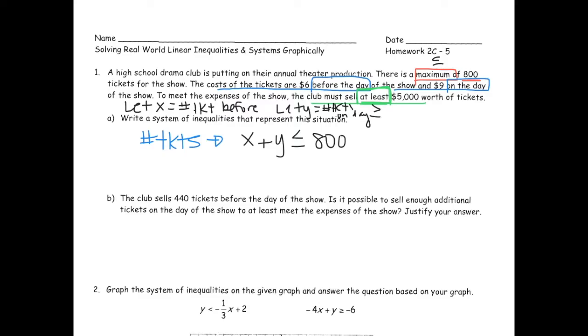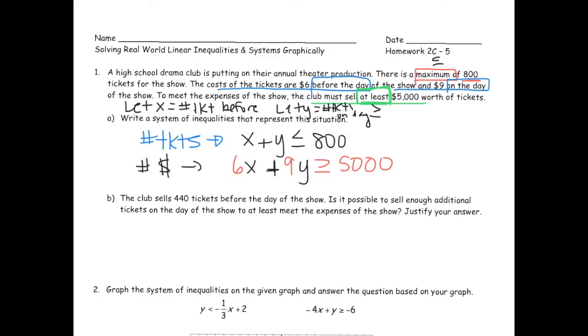Now, the second equation is going to talk about the money. I have two different types of tickets. And I know my on-the-day tickets are $9. So I also have before the day. Those tickets are worth $6. So between my before-the-day tickets that are sold and my on-the-day tickets that are sold, I need to make at least, greater than or equal to, $5,000 to be able to meet the expenses of the show. So these are the two constraints, the parameters of this problem.